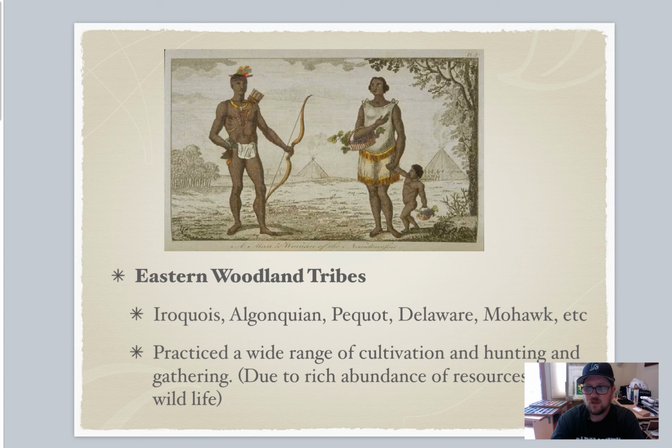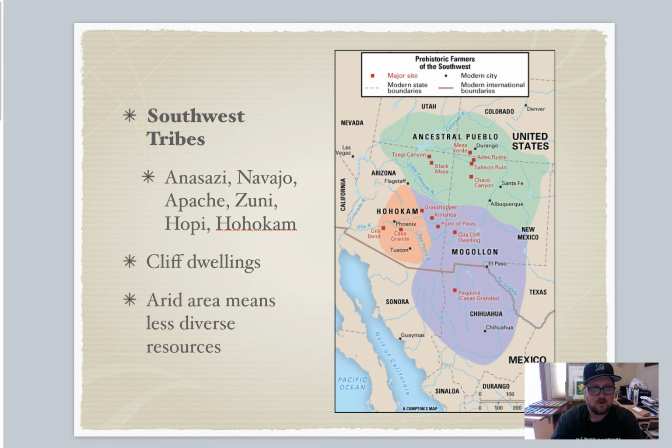Okay, the other group that does come up on the AP test quite a bit for this early Native American time period is the Southwest tribes. Mostly because, again, the Spanish are going to be settling this area right in here, so we're going to have that in period 1. And again, they're the Navajo, the Apache, the Zuni, the Hopi, and the Hohokam.